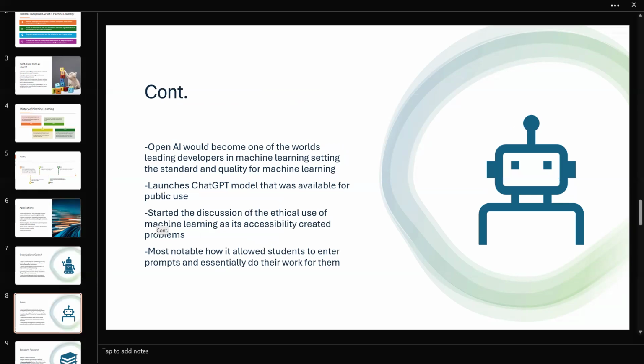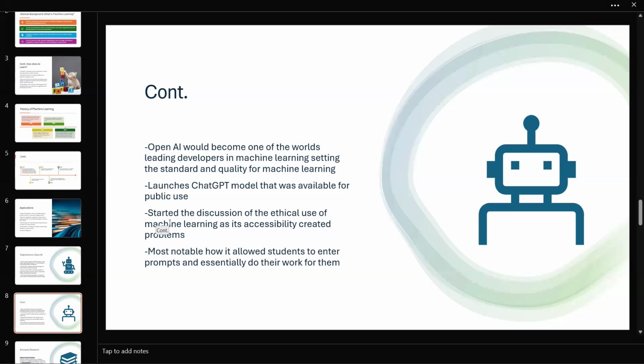Later, OpenAI would become one of the world's leading developers in machine learning, setting the standard and quality for what we as consumers and developers expect of machine learning. And eventually, OpenAI would launch its ChatGPT model, which was available for public use.